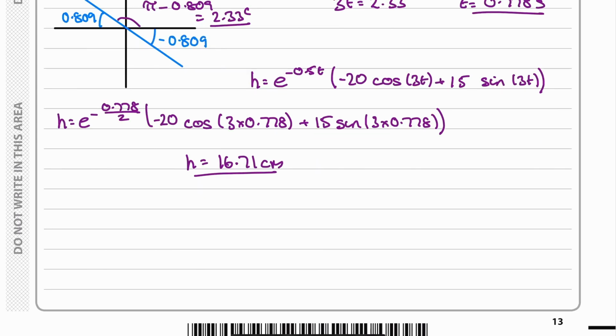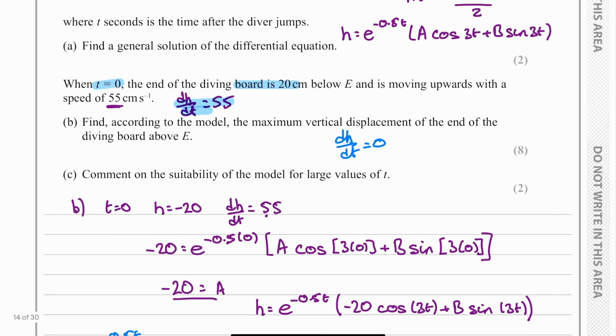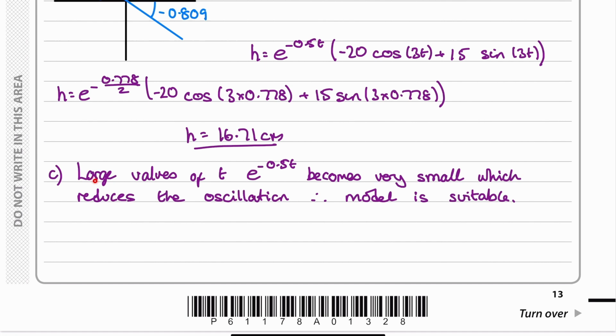And then for part c, comment on the suitability of the model for large values of t. We'll say that for large values of t, e to the negative 0.5t becomes very small, which reduces the oscillation. Therefore, the model is suitable.